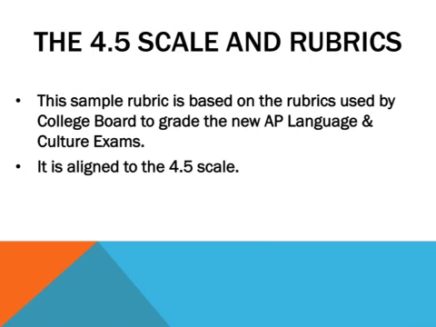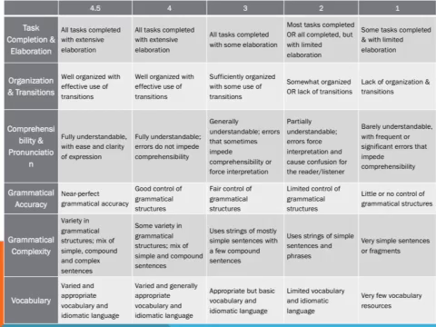The sample rubric is based on the rubrics used by the College Board to grade the new AP Language and Culture exams. It is aligned to the 4.5 scale, and this rubric can also be used for various assessments. This is the College Board AP rubric that we've aligned with our grade scale, and you will see the range from 1 to 4.5. You then have the various categories, and this AP Language and Culture rubric can be easily implemented from one task or assessment or assignment to another.